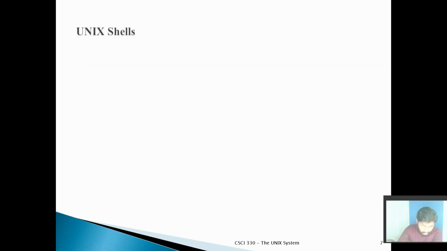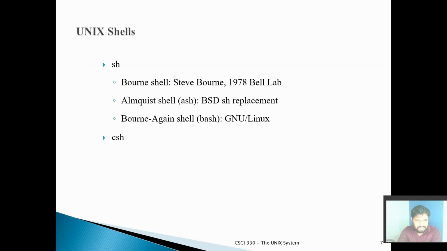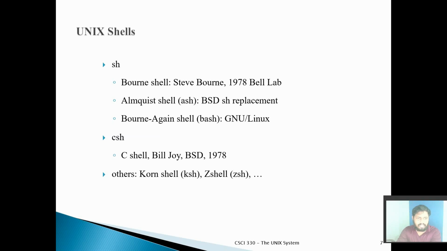Next one, Unix shells. There are many shells available in the Unix environment. The first one is SH and the second one is CSH. SH in the sense Bourne shell, which was invented in 1978 in Bell Labs. The second one is the C shell. C shell was introduced in 1978 by the scientist Bill Joy. Okay, there are also other shells available, such as Korn shell and Z shell. These are the other shells in the Unix environment.